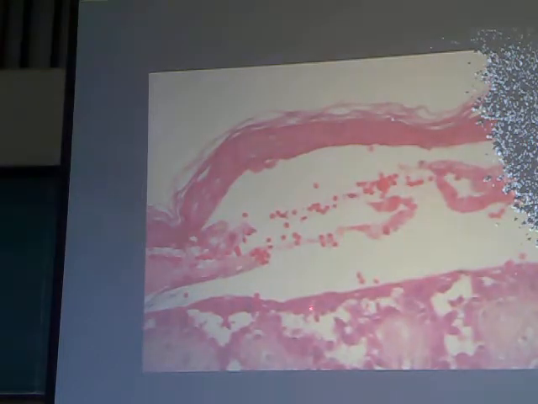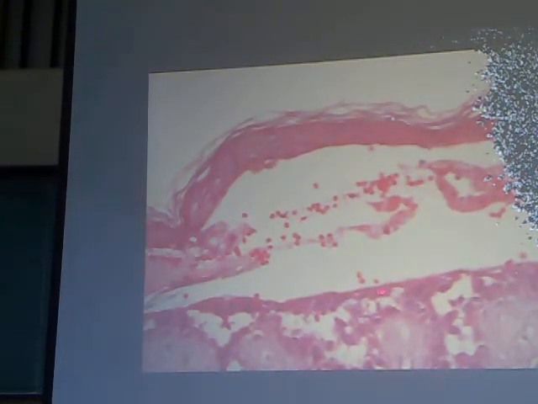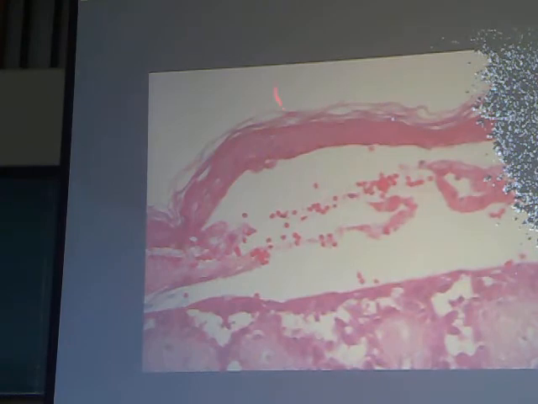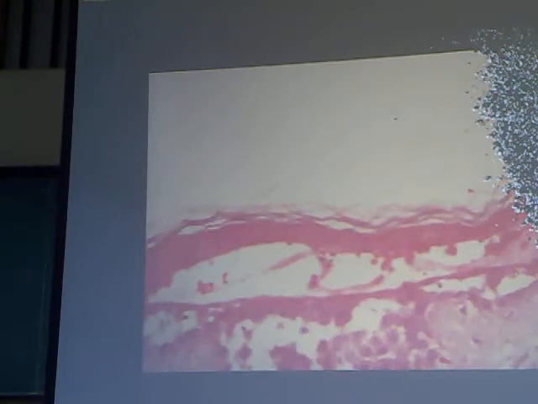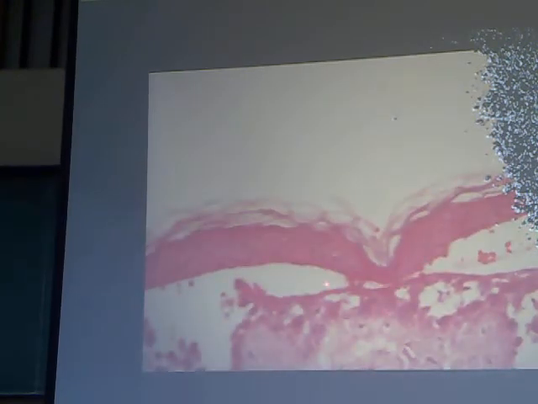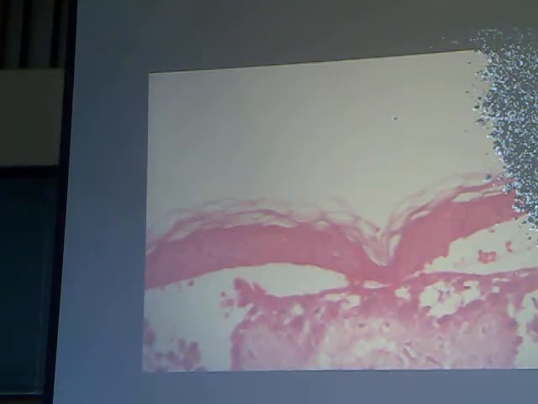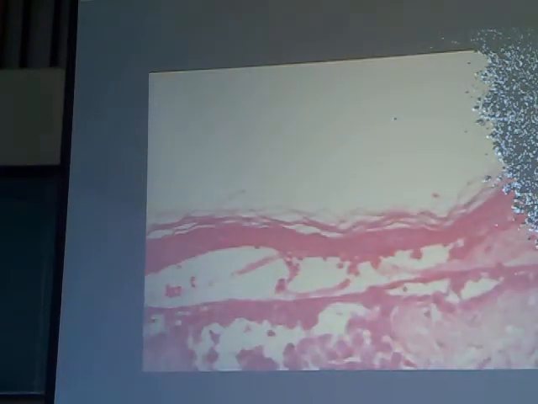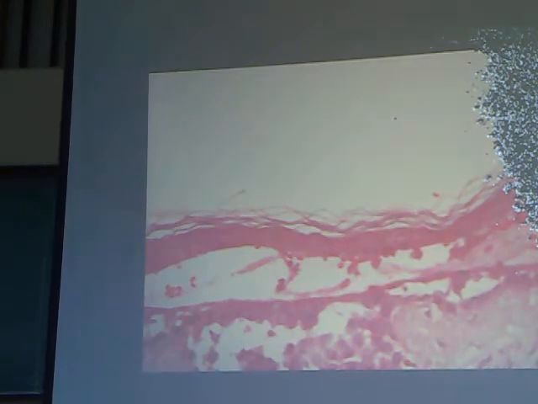Okay? So that's the stratum basale. It is already separated from the superficial layers in the skin. So if that is stratum basale, that should be spinosum, granulosum, and then corneum. So the separation of the layers of the skin is secondary again to the deposition of antibodies to normal antigens in the stratified squamous epithelium.